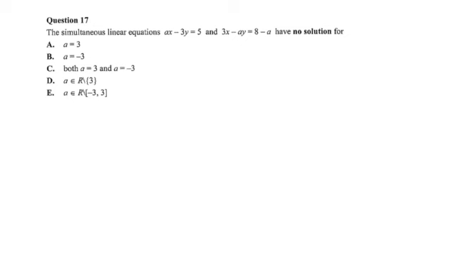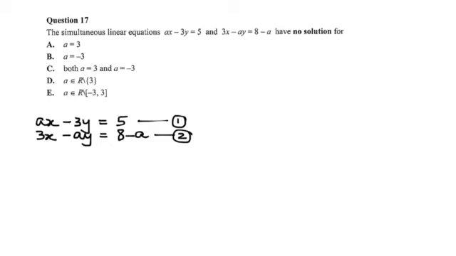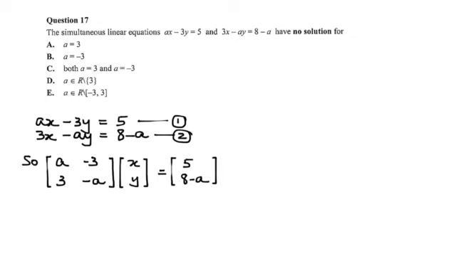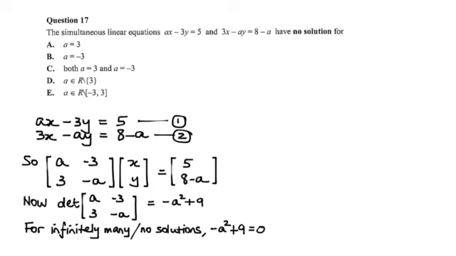Alright, over the screen we go to question 17. The simultaneous linear equations ax minus 3y equals 5 and 3x minus ay equals 8 minus a have no solution for... I find the quickest and easiest way to do them is by hand. So there's our first equation, there's our second equation. Let's write it in matrix form, which is the way I like to do them, and solve for the determinant equaling 0. It's this one times this one minus this one times this one, and if that equals 0, then we get that, and therefore we get a as plus or minus 3.